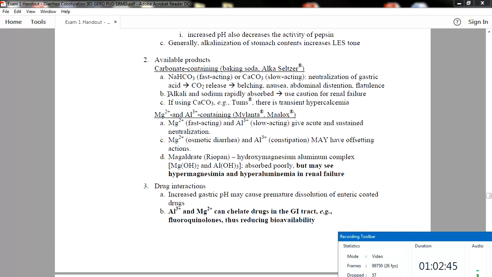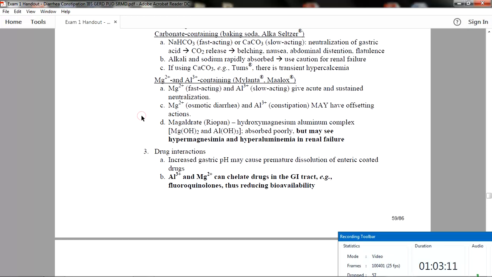The bicarbonate and the sodium can be absorbed. That's not really good if you have renal dysfunction or renal failure, because with renal damage it's very hard to remove electrolytes, so you don't want to have any excess electrolytes. With calcium carbonate or Tums, there is a transient hypercalcemia, nothing to really worry about too much.